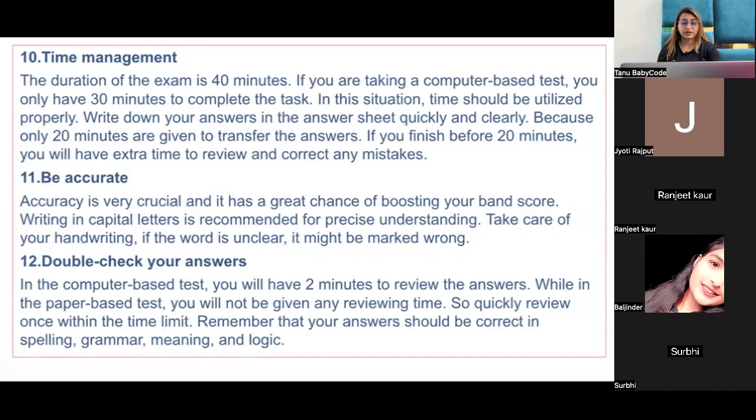Computer based test में you will have 2 minutes to review the answer. So while in the paper based, you will not be given any reviewing time. So quickly जब आप transfer कर रहे हो answers को, make sure कि उनकी spelling, grammars, meanings, logic सब correct होने चाहिए, right?